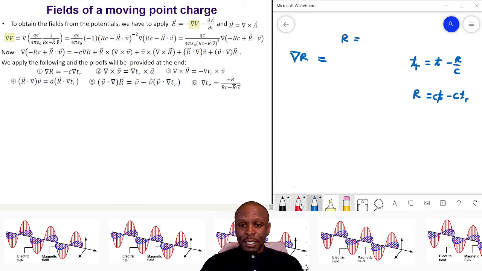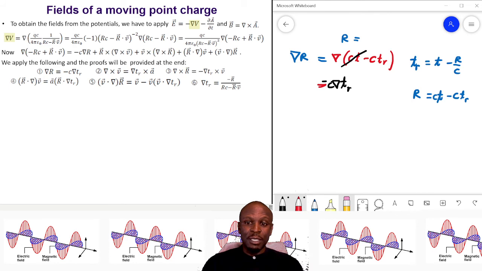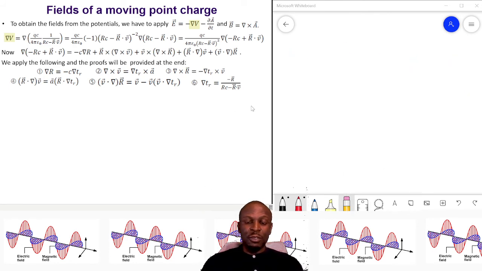Now, if you take the gradient, that will mean you will be taking the gradient of Ct minus Ctr. But the first term here, this one will go to 0, and then you're left with the gradient of, and then I want to write C here and a negative there, and then Tr here. So that's why you see this. And all others will just be proven, and then the proofs will be given to you later on.